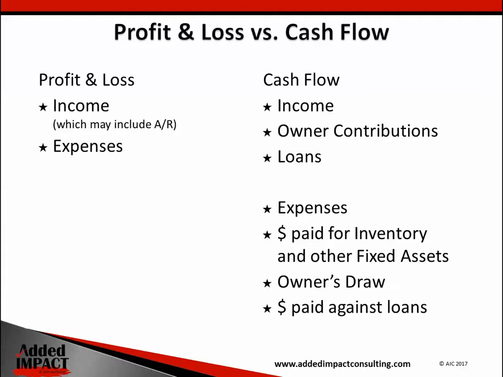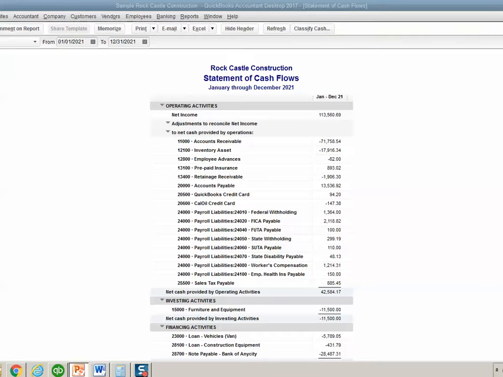Let's look at a sample company and its statement of cash flows. This company is Rockcastle Construction, and we are reviewing the statement of cash flows for a 1 year period, from January to December of our fictitious year. At the top of the statement of cash flows, you will see the first line is always net income. This number should be the same as the bottom line number on your P&L statement if the statement covers the same period of time and the P&L was run in accrual mode.